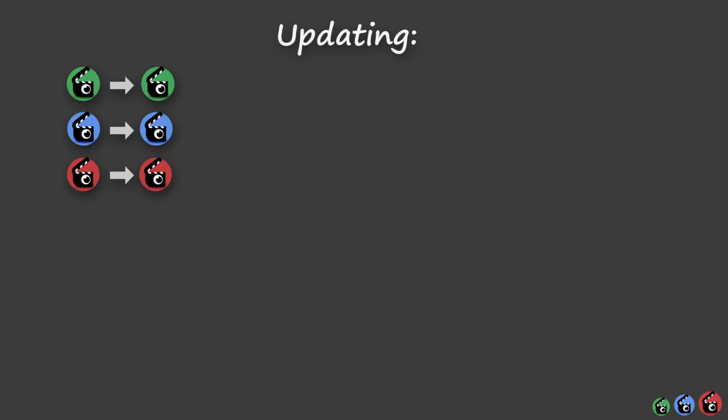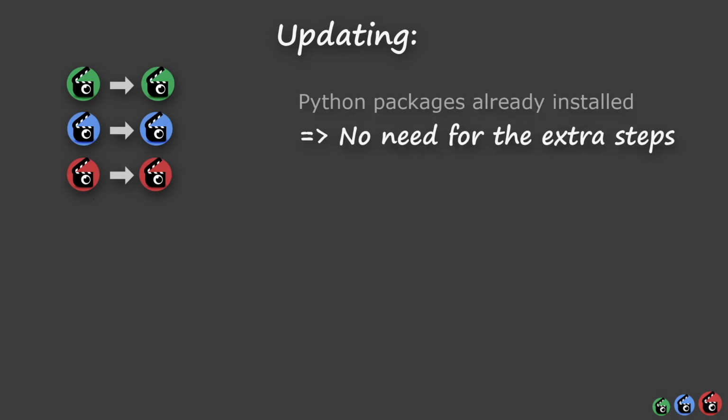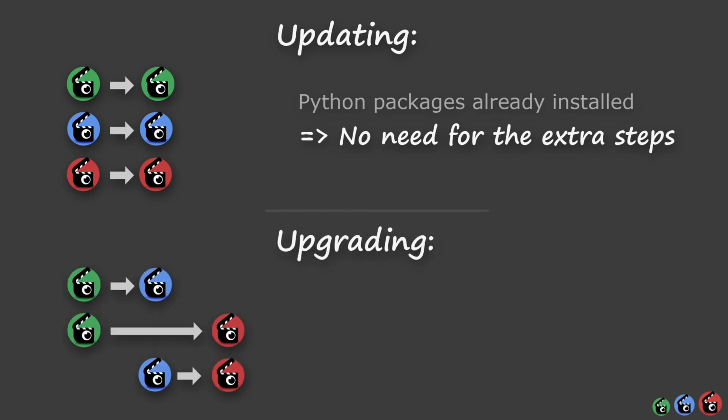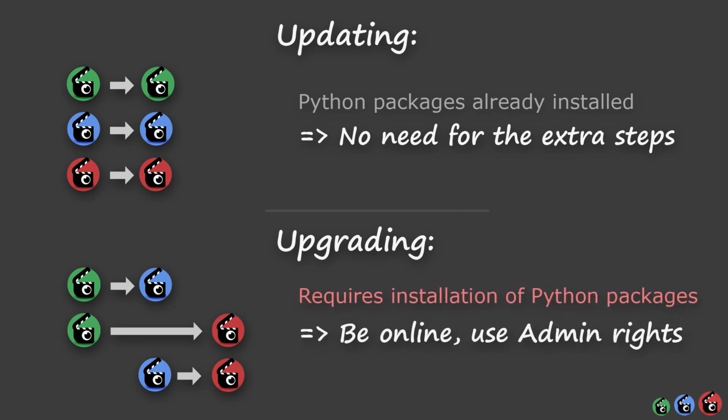When you update StoryLiner to a new version of the same edition, the Python packages are already installed. It is then not necessary to do the extra steps. If you upgrade to a higher edition though, new packages will have to be installed. You then need to be online and launch Blender with the administrator rights.